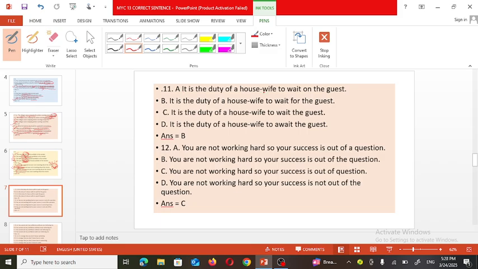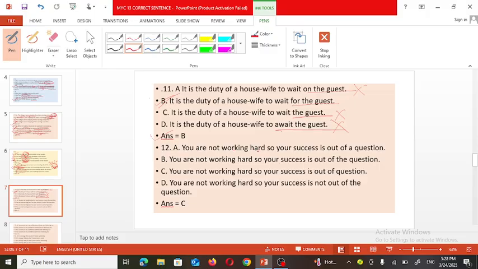It is the duty of a housewife to wait on the guest, or for the guest, or it is the duty of the housewife to wait the guest, or it is duty of the housewife to await the guest. So await the guest won't be there, to wait the guest won't be there, on the guest it is wrong, the preposition used over there is wrong. So for the guest, that is the correct option. It is the duty of a housewife to wait for the guest. So option B is correct. Now see the next example.